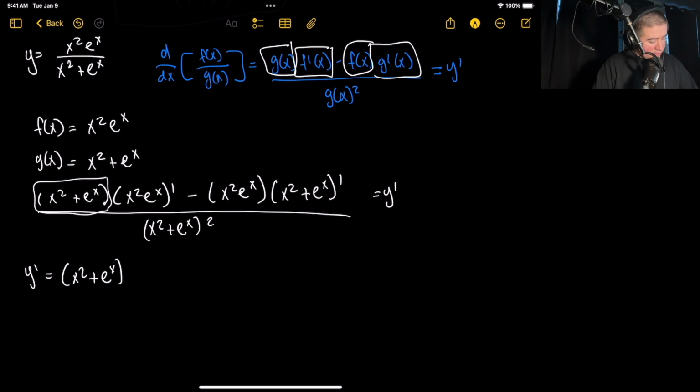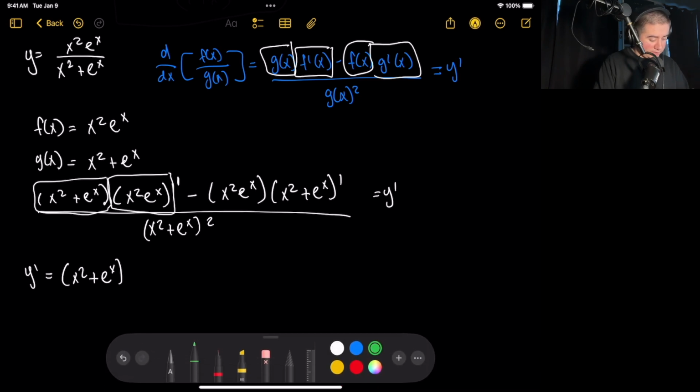And then the derivative of this parentheses here, that's going to be using the product rule now. So we were using the quotient rule, and now we have to use the product rule, because there are two things here, x squared and e to the power of x, being multiplied by each other. So two different functions being multiplied by each other, so we need to use the product rule. Let's go ahead and color code that real quick.